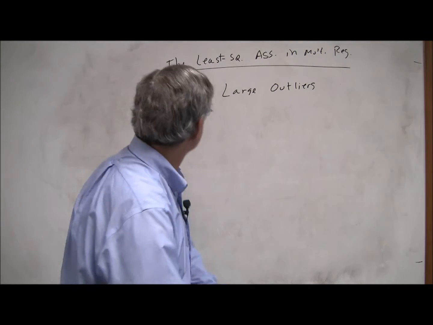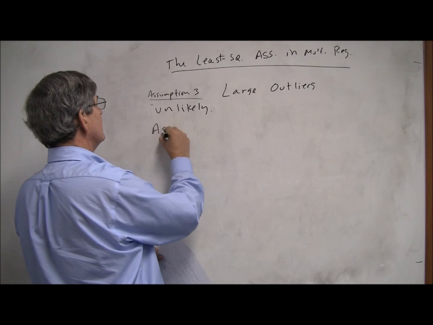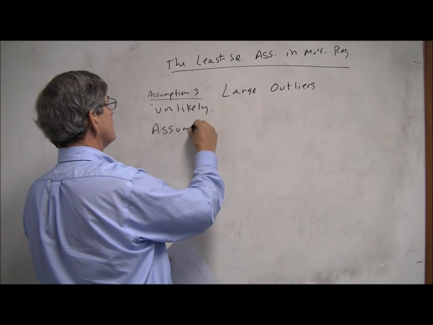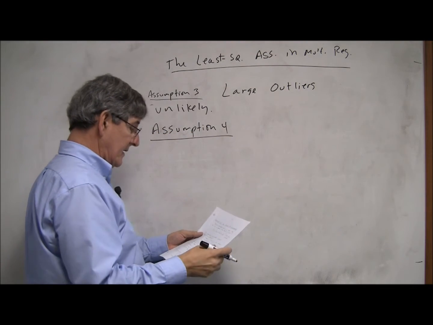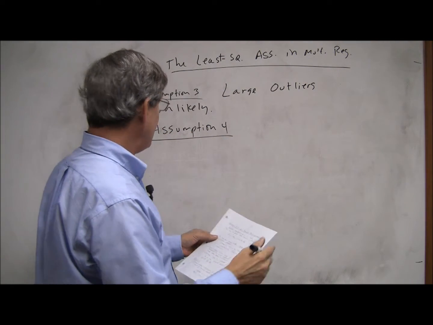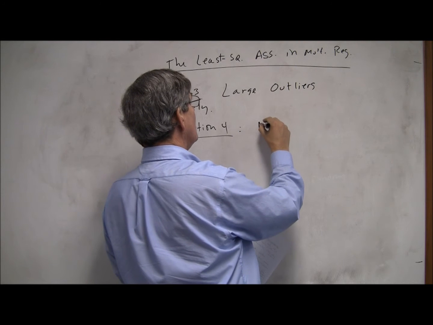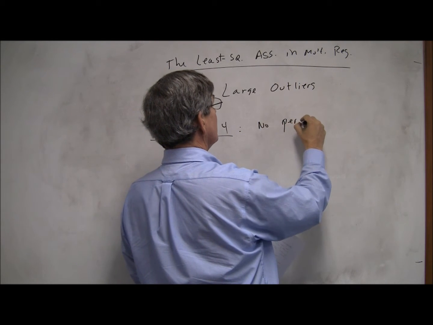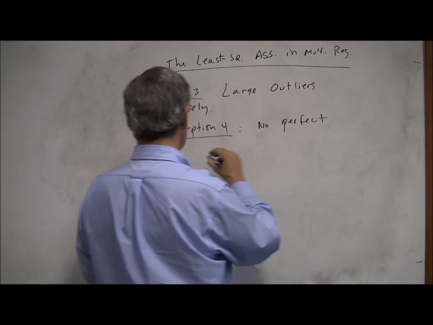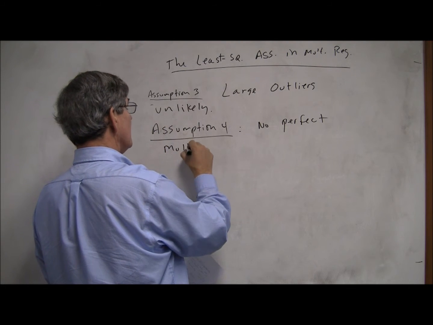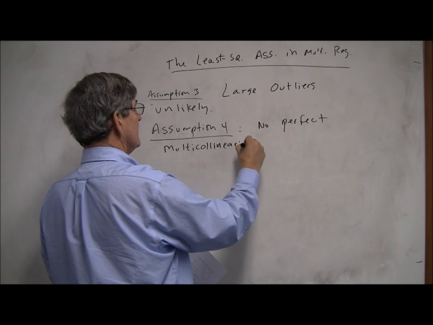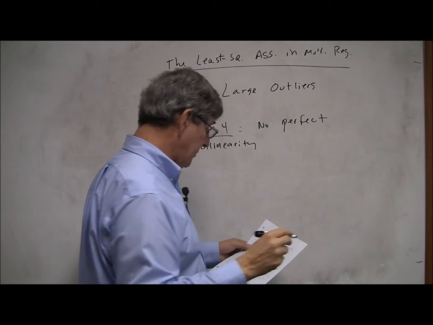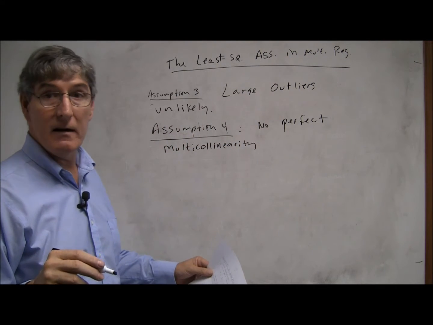Now, the fourth assumption is the new one. It wasn't an issue with just 2 variables, but it is when we've got more. And this one says that there's no perfect multicollinearity. I haven't told you what multicollinearity is. I will in a second. But there's no perfect multicollinearity.